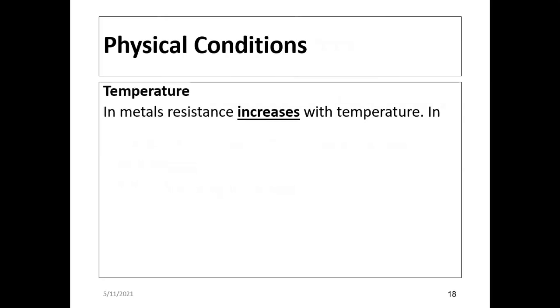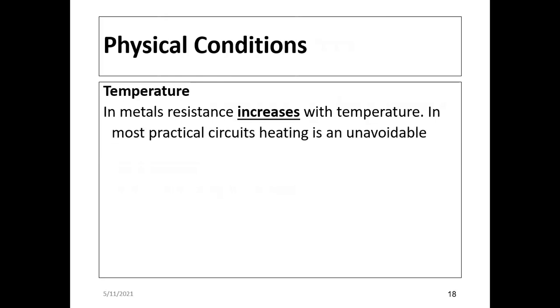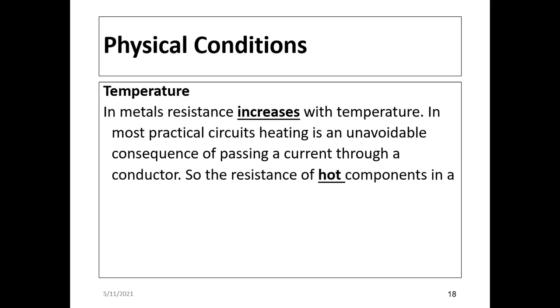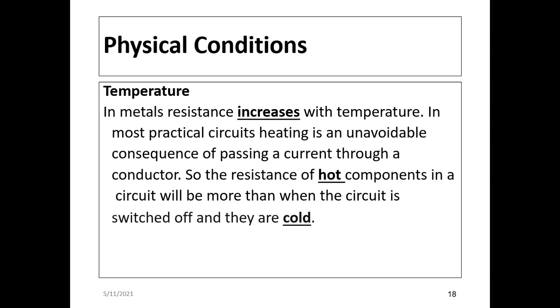In metal, resistance increases with temperature. In most practical circuits, heating is unavoidable. You cannot avoid it. Whenever you turn on the current, it will start heating up the wire, a consequence of passing current through a conductor. So the resistance of a hot component in a circuit will be more than when the circuit is switched off and it is cold. Just like a lamp, when it's cold, resistance is low. When you heat it up by turning the current on, it lights up and the resistance increases.